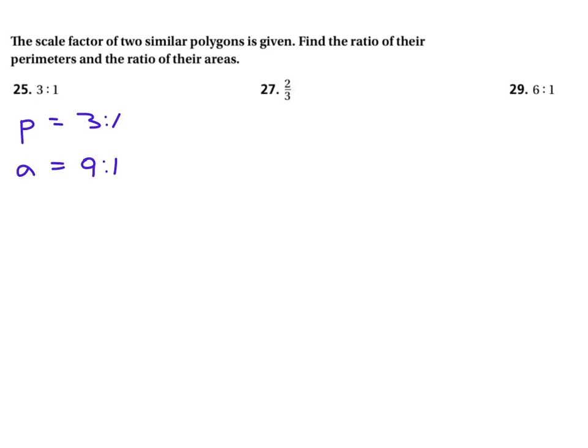Let's do this one. If the scale factor of the perimeters is 2 to 3, you could write it the same way, 2 to 3. You could write it either one of those ways. And then the scale factor of the areas will be 4 to 9.